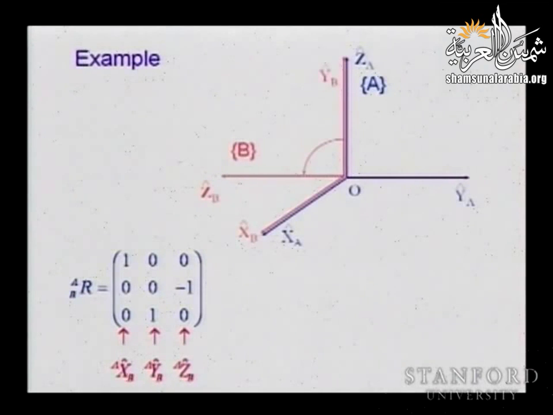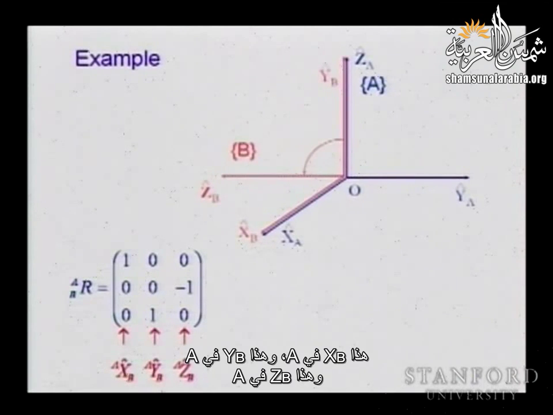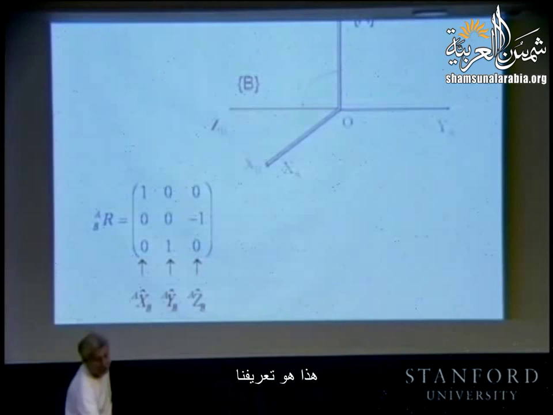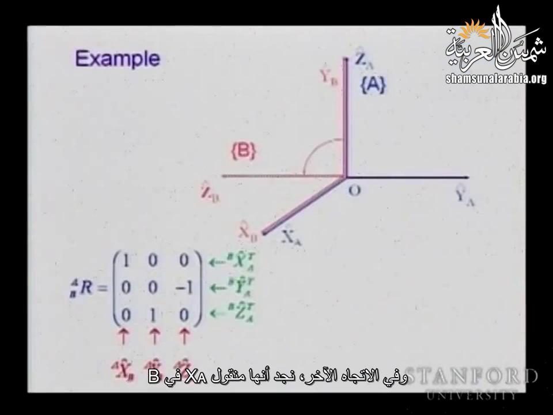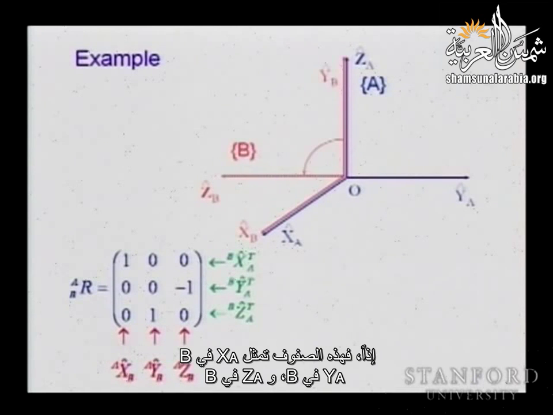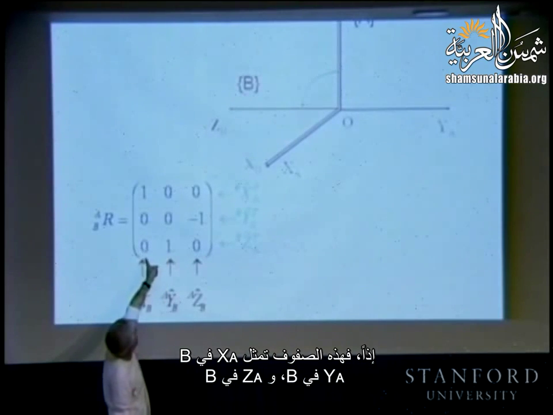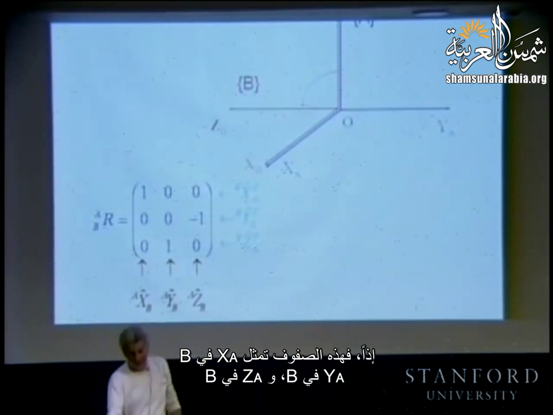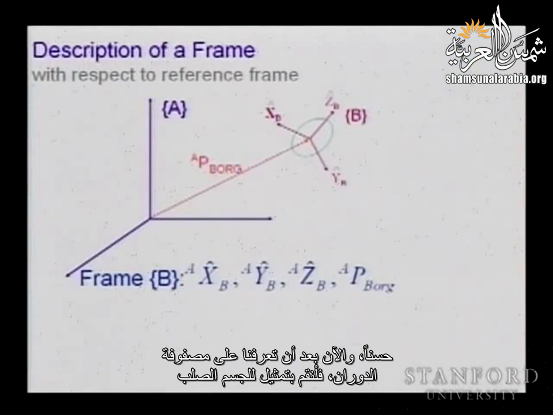At the same time, if you think about this, this is XB in A, YB in A, and ZB in A. This is our definition. And in the other direction, if you look, it is XA transpose in B. So if you take XA and express it in B, it's going to be 1, 0, 0 transpose. So these rows represent XA in B, YA in B, and ZA in B. All right. So now we know the rotation matrix.